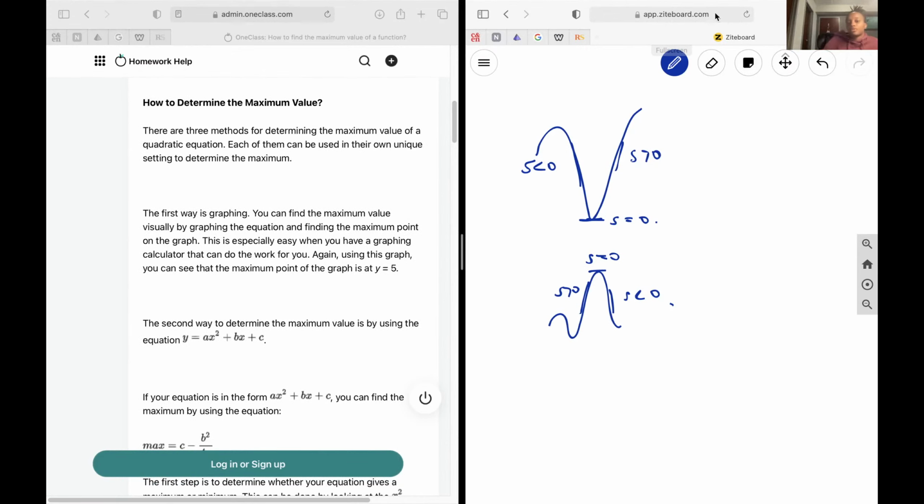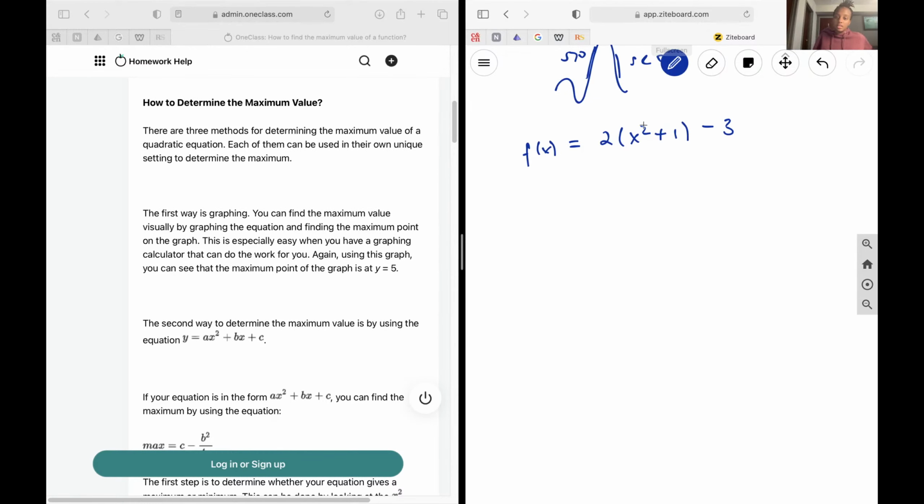Let's say we have the function, just as an example, f of x is equal to 2 into x squared plus 1 minus 3. As I said earlier, we're going to look for the derivative. If I expand this out, I have f of x is equal to 2x squared plus 2 minus 3, which is 2x squared minus 1.